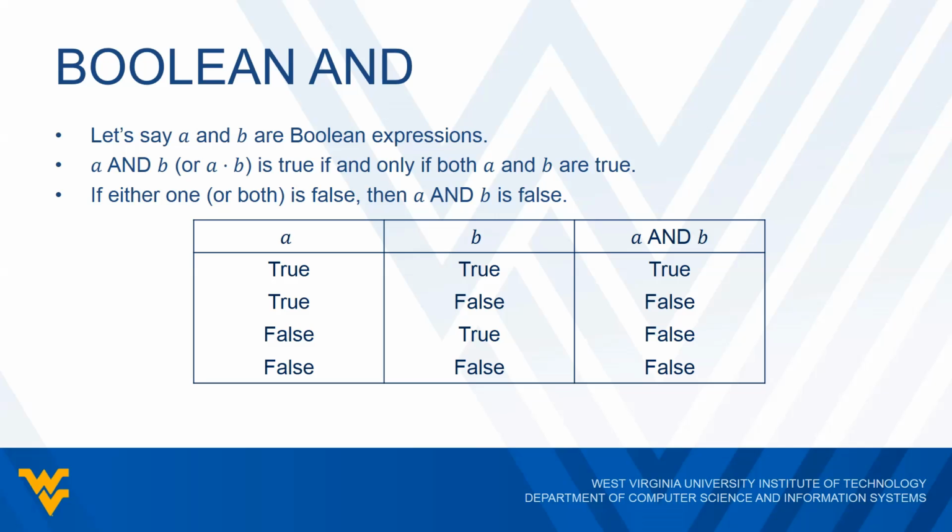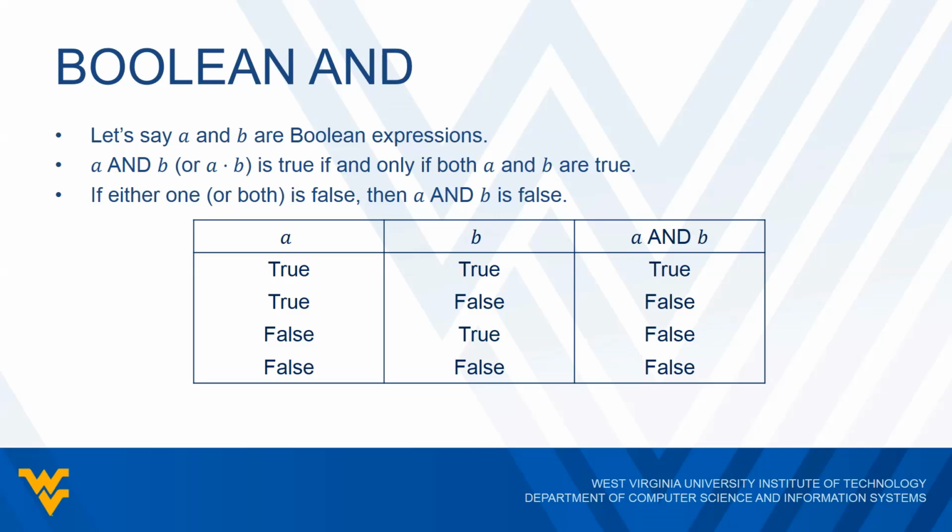And from this, we can tell what A AND B would evaluate to. So here, if A is true and B is true, then A AND B is going to be true. If A is true and B is false, then A AND B is going to evaluate to false. If A is false and B is true, then A AND B is going to evaluate to false. And then finally, if A is false and B is false, then A AND B would also evaluate to false.